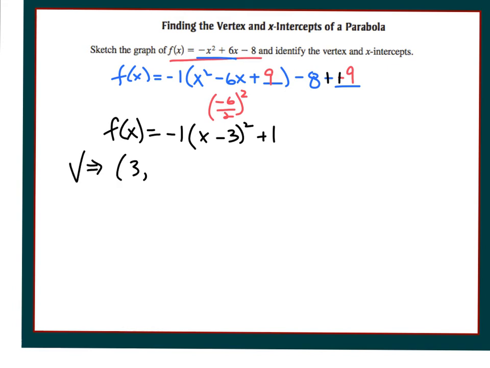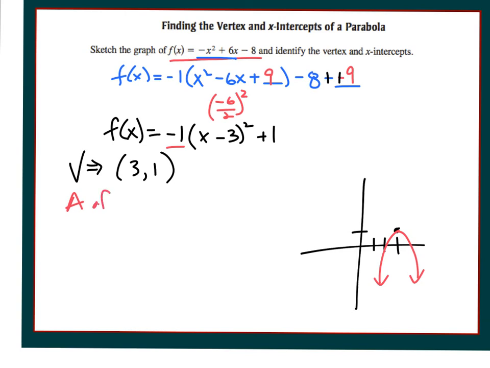3, 1. All right, so let's start sketchy sketch. 1, 2, 3, 1. Which way is it opening? Down. It's going down. Why is it going down? Negative. It's a negative a. Okay, so it's going down. What's its axis of symmetry? X equals 3. All right, why is it x equals? Because it's what? A vertical line. A vertical line. All right.